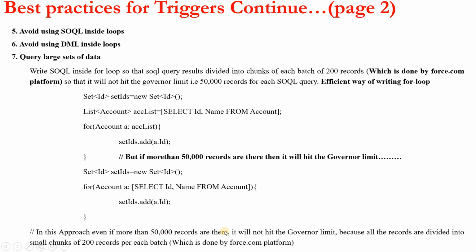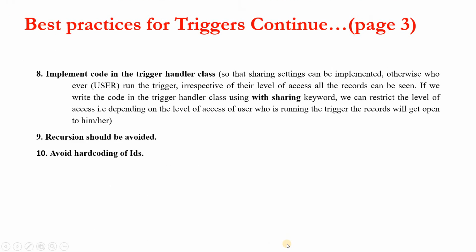Even if more than 50,000 records are there, it will not hit the governor limit, because all the records are divided into small chunks of 200 records per batch. It will result in small chunks of batches. Okay, each batch size is 200. For example, if 60,000 records are there, it would hit the governor limit because it is more than 50,000. But the 60,000 is divided by 200, so definitely it will come to less than 50,000, so it will not hit the governor limit. Okay, each batch size is 200, which is done by the Force.com platform itself.